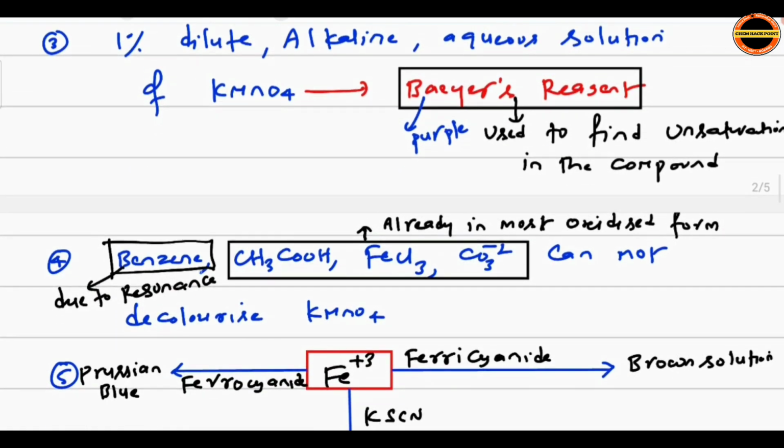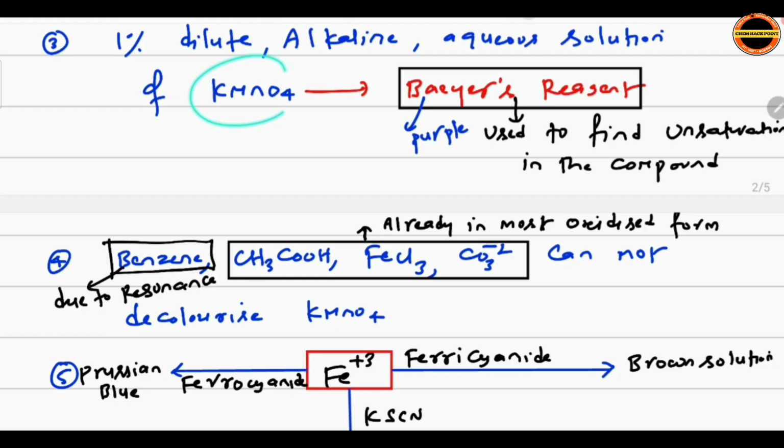But here remember benzene, CH3COOH, FeCl3, CO2, and MnO4 2-. These are already in the most oxidized form. Because iron is +3 here, carbon is +4, and carboxylic acid is the most oxidized form. So they cannot decolorize KMnO4, meaning they cannot undergo further oxidation.